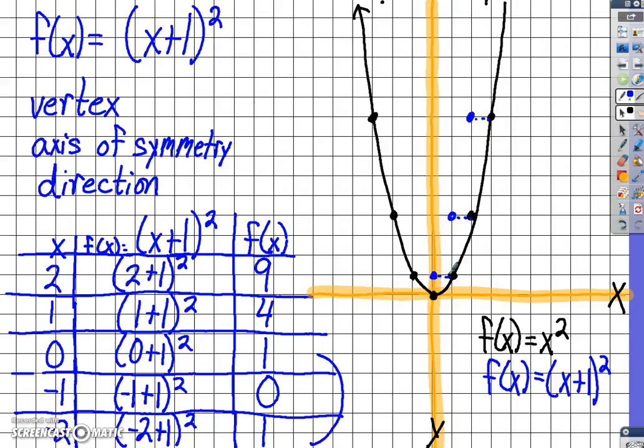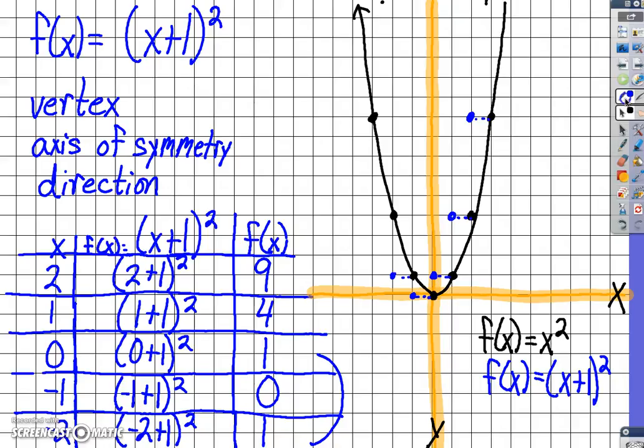Now, at negative 1, we're at 0. Okay, that's quite interesting. What about at negative 2? Well, we're back up here at 1. So notice now right here, we're 1 to the left. So we can see what's happening here. Notice this. We can see where the vertex is.